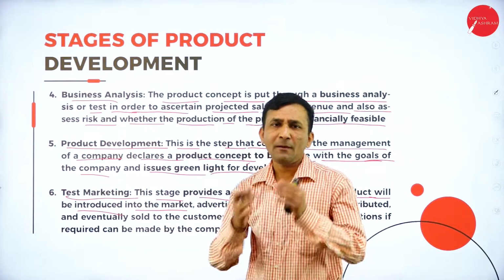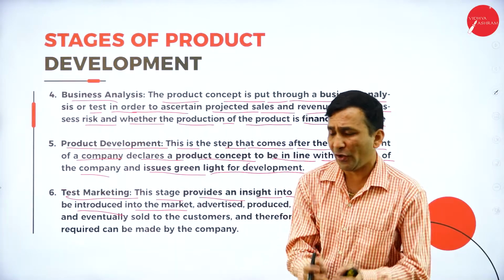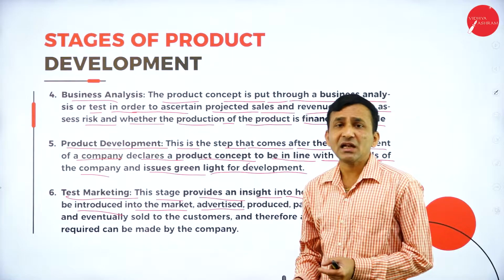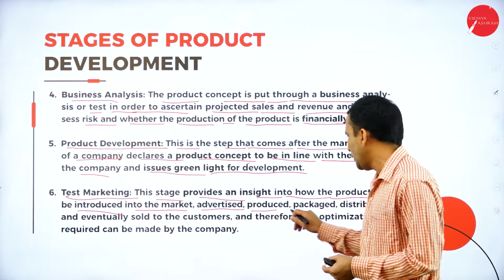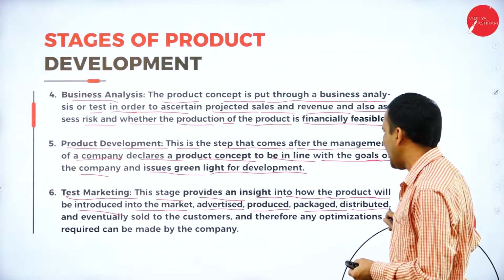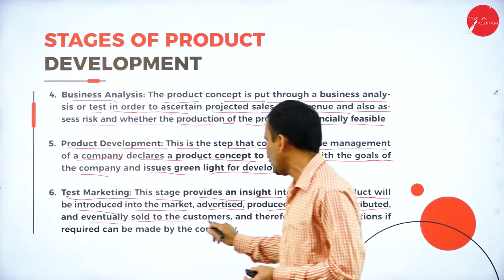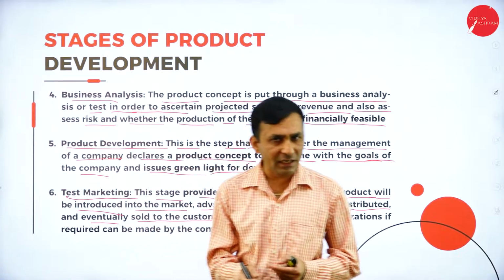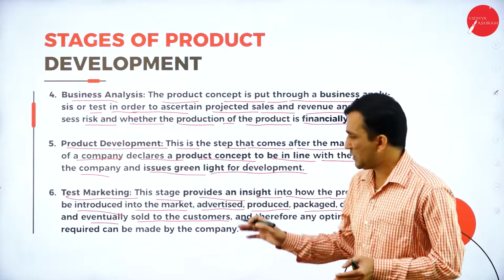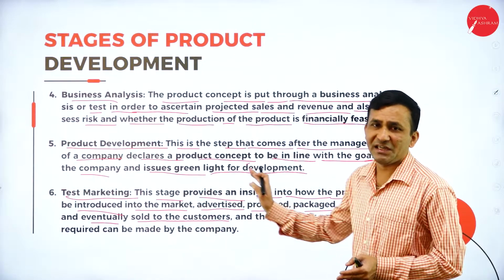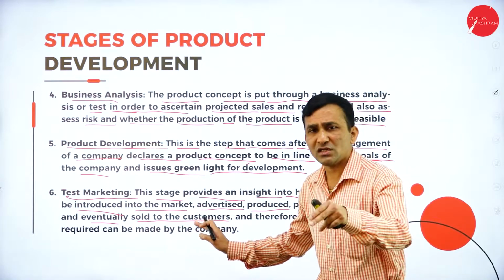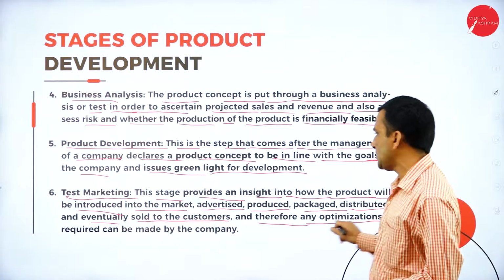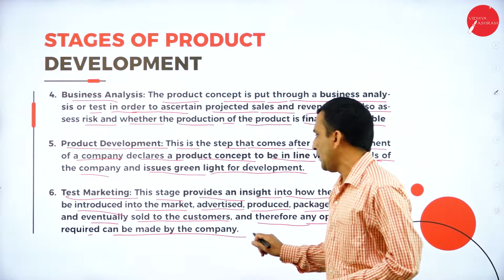Of course, I may produce in mass production. For the advertising part, I want to think about which advertising channel to select, and also production, packaging and distribution, eventually sold to the customer, because each and every element in the marketing mix is equally important. So I want to set the best marketing strategy to focus on more and more sales, and therefore any optimizations required can be made by the company.